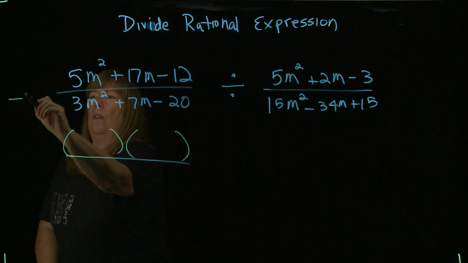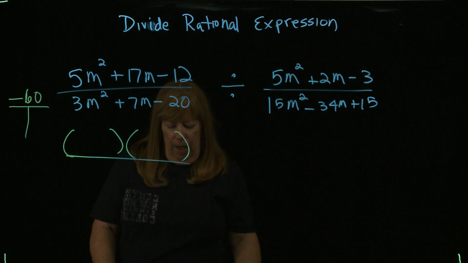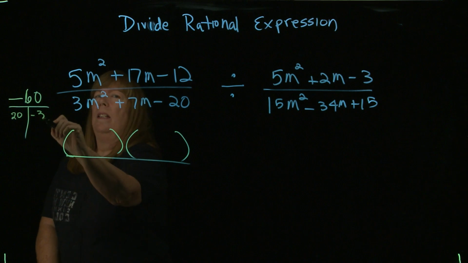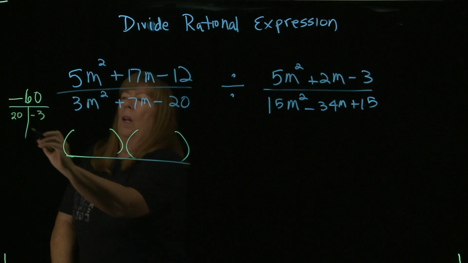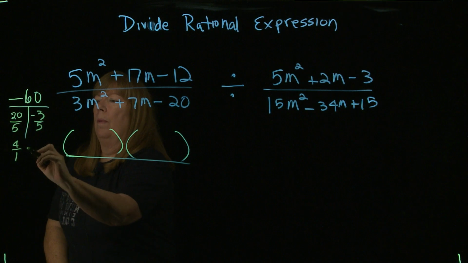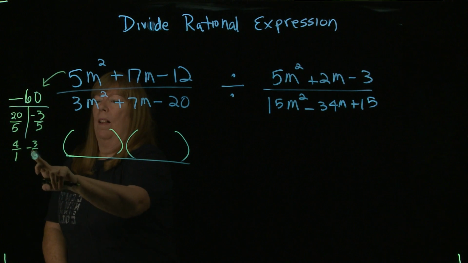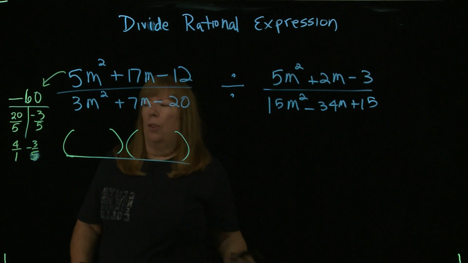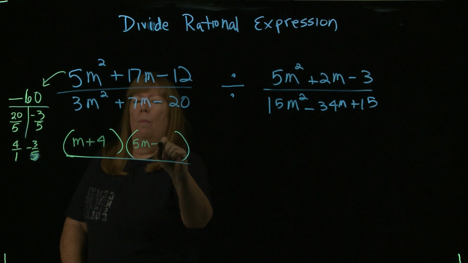5 times negative 12 is negative 60. I need two numbers that multiply to negative 60 but add to 17. How about 20 and negative 3? They add to 17, they multiply to negative 60. We're going to put them both over a, which is 5, and reduce the fraction. So our first factoring is going to be m plus 4 times 5m minus 3.